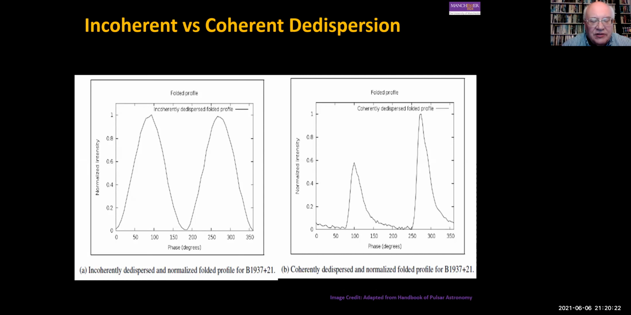As an illustration, on the left-hand side, we've got an incoherently de-dispersed profile for the Pulsar 1737 plus 21. And on the right-hand side is the coherently de-dispersed pulse profile, based on correcting the signal within the frequency channel as well as between frequency channels. You can see there's a lot more structure, a lot more information available from the plot on the right-hand side.